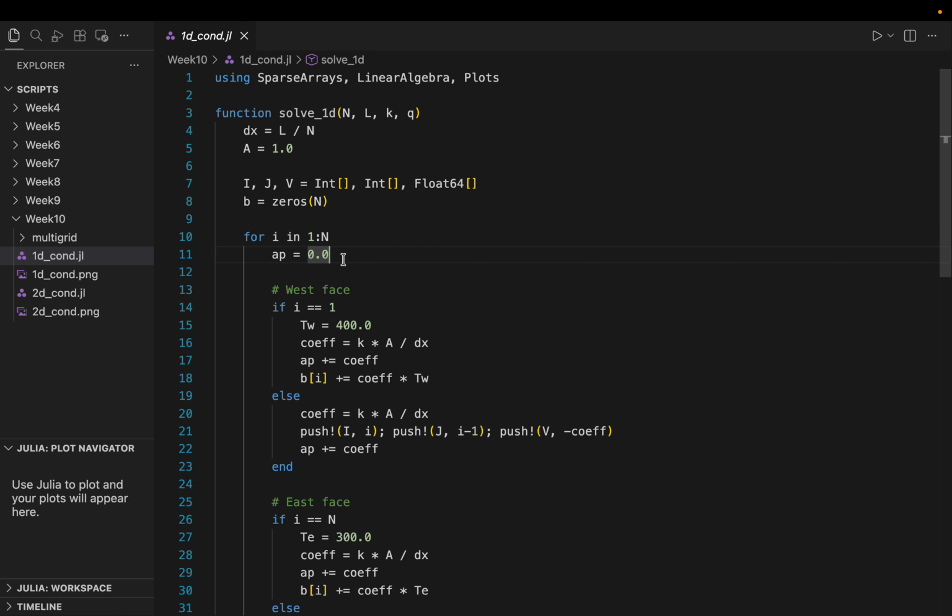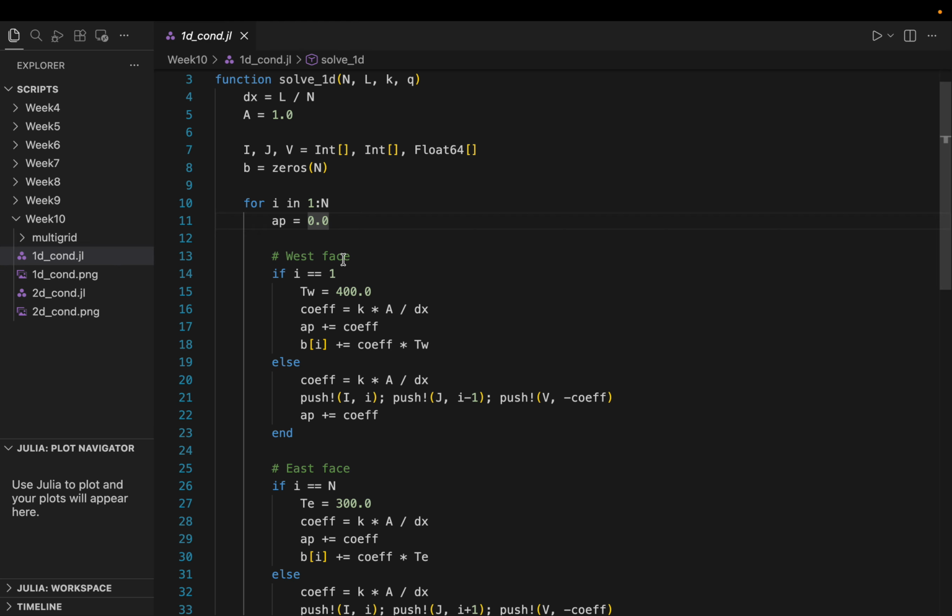I'll start with AP equals 0. We know AP is the summation of all the neighboring coefficients. So we'll go phase by phase. This is a 1D problem, so we'll have only east and west phases. For the west phase, if i equals 1, it is the left boundary, and I'm giving a Dirichlet condition. TW is 400. With this condition, I can calculate the coefficient, which is Ka by delta x, which we already calculated, and I'll add that coefficient into AP.